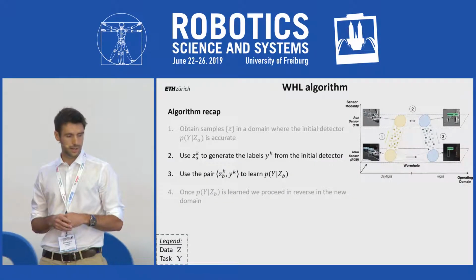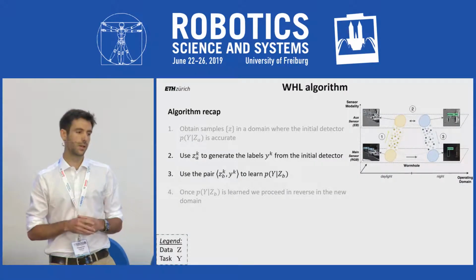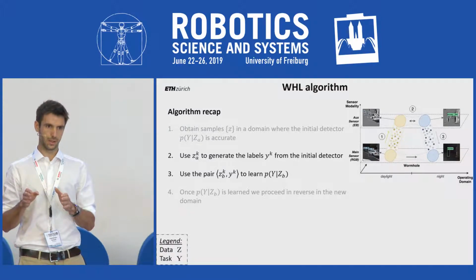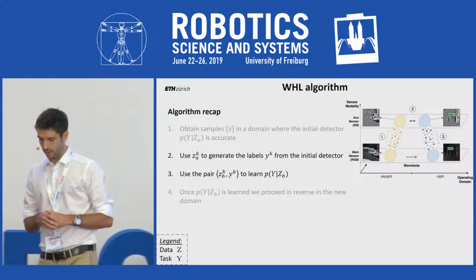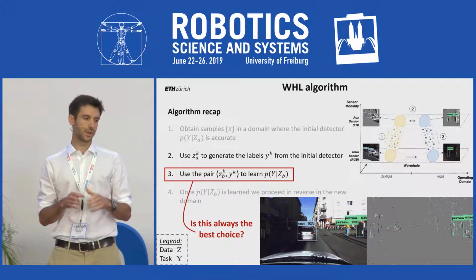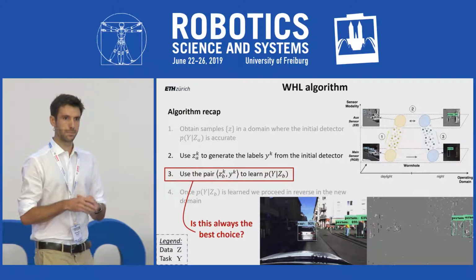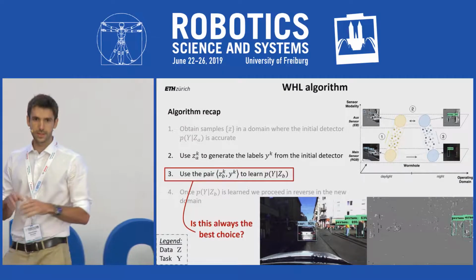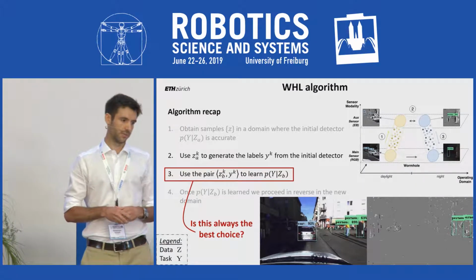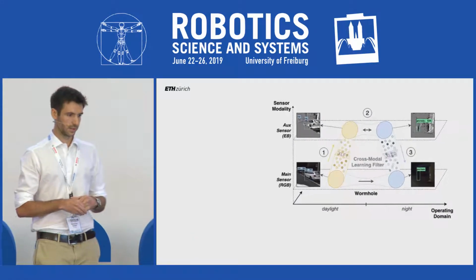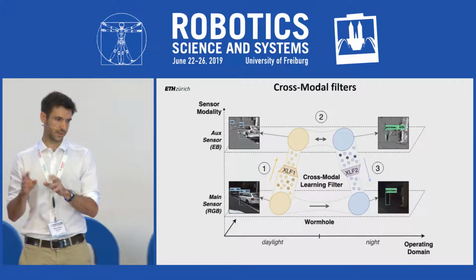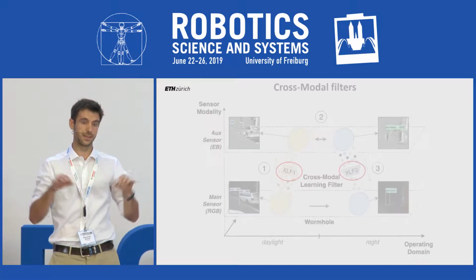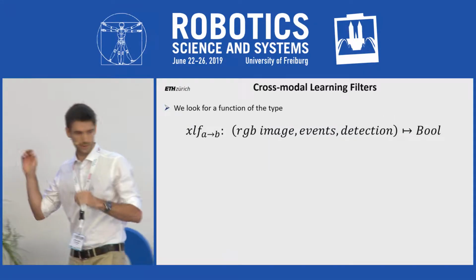So if we look at the algorithm, in two times, we use the data from one sensor and the labels from the other one to retrain a new detector. It turns out that this is not always the best choice, because you have problems with observability, as you can see here from the car. To this end, we introduce what we call cross-modal filters that cope with this different sensor representation. You can see them here represented as funnels in the two transfer learning steps.